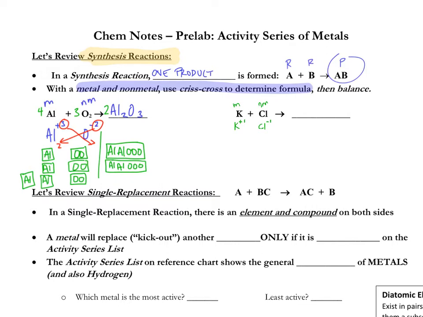So when I crisscross them, the 1 comes down here, the 1 comes down here, and I simply get K1Cl1, which is just KCl. All right, so let's see if this is balanced. I've got 1 potassium here, 1 potassium here, 1 chlorine here, 1 chlorine here. So this one is already balanced. Therefore, you don't need to do anything. The coefficients are 1, 1, and 1.